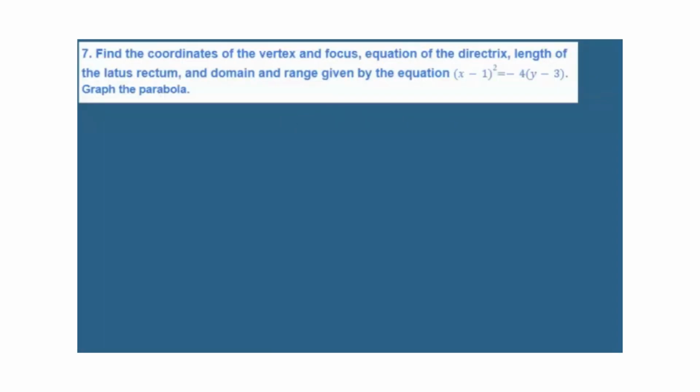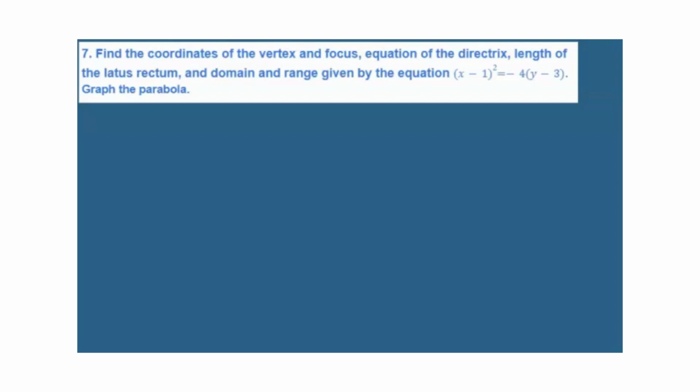Next problem. Find the coordinates of the vertex and focus. Find the equation of the directrix. Calculate the length of the latus rectum. Find the domain and range given by the equation (x - 1) squared is equal to -4 times the quantity (y - 3), and graph the parabola.